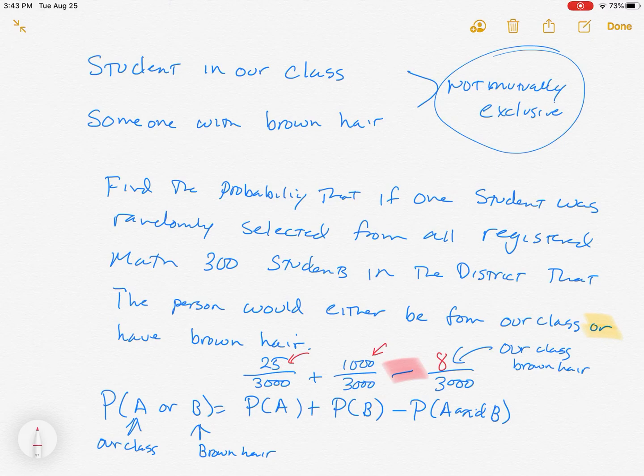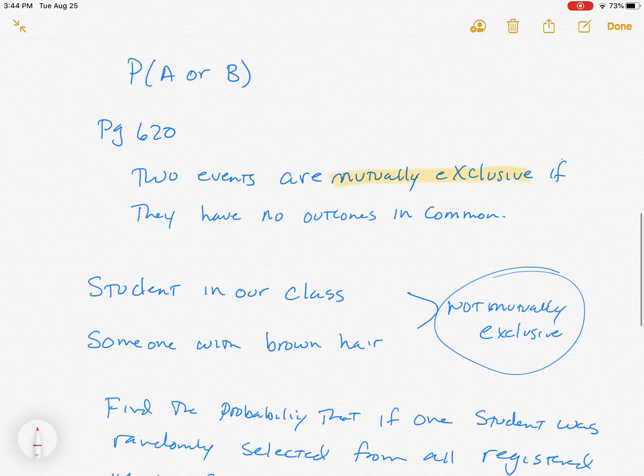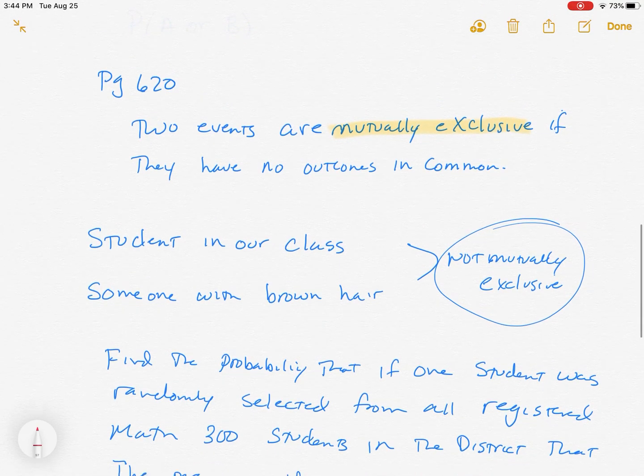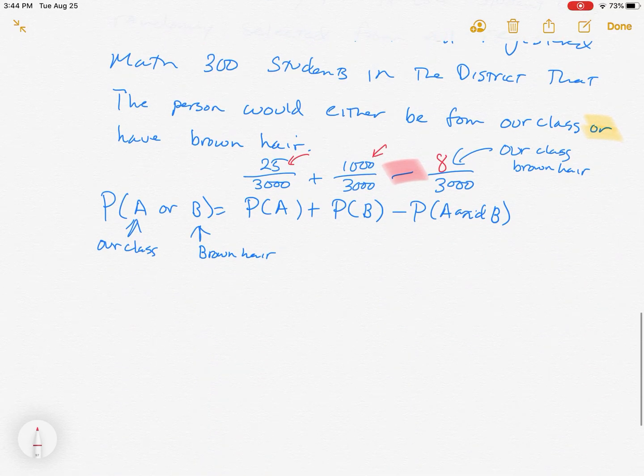So that's going to give us the probability where we take the probability of the person being from our class plus the probability of anybody having brown hair minus the probability that they are from our class and have brown hair. If they are mutually exclusive, if they cannot have the same outcome in common, then we don't have to do that subtraction, and they show that formula too. It's just simply the probability of A plus the probability of B.